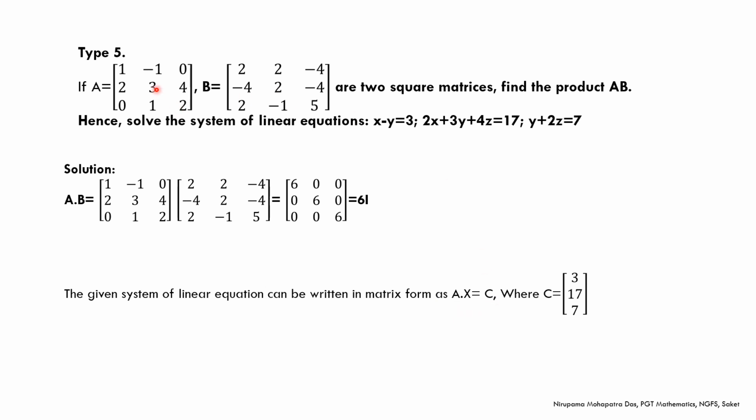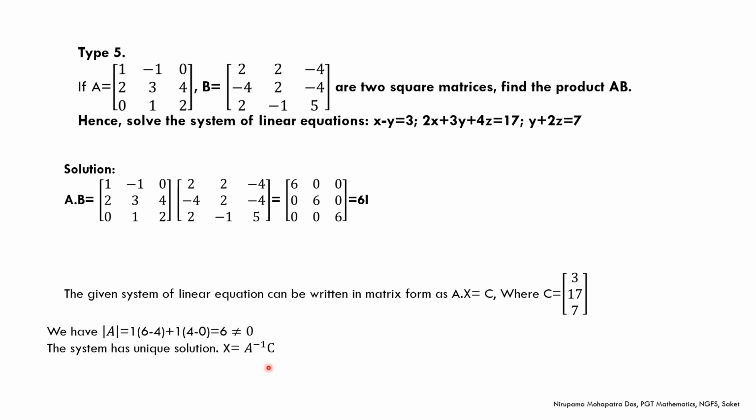So we have taken AX equal to any other matrix. Any other means other than A and B, so here you can take C, D, P, anything. So AX equal to C, where C equals 3, 17, 7. Okay, now get determinant of A, which is 6. Means determinant of A is not equal to 0. So you have a unique solution, I mean the system has a unique solution, and the solution will be what? X equal to A inverse into C.